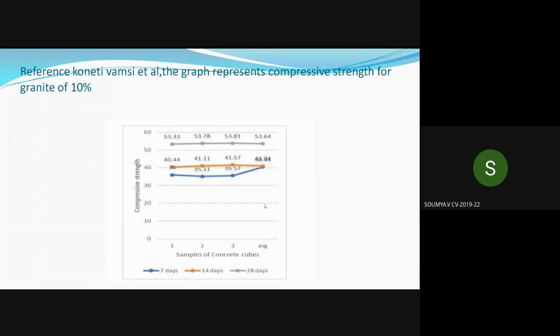Generally, we test any sample with 3 readings and average them. The compressive strength is calculated by dividing the maximum load applied to the specimen during the test by the cross-sectional area. It is expressed in kg per square centimeter. Next slide.